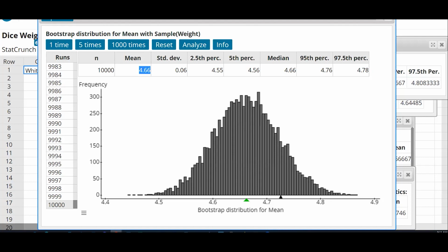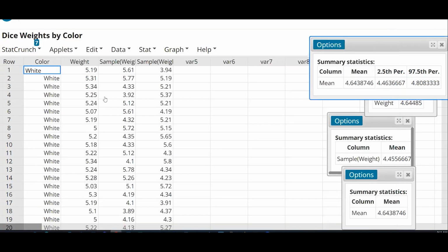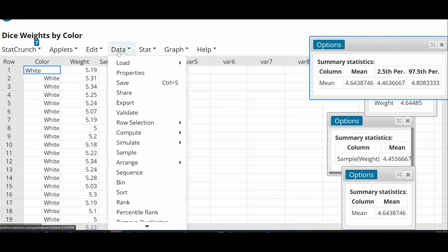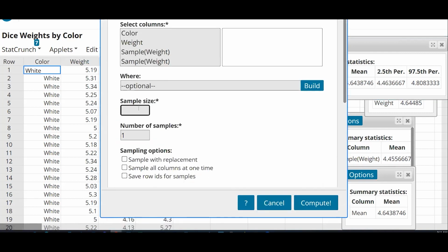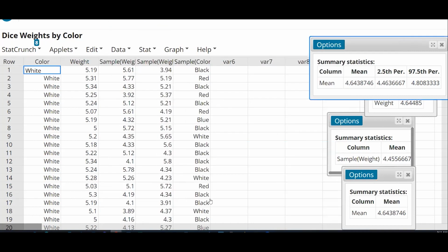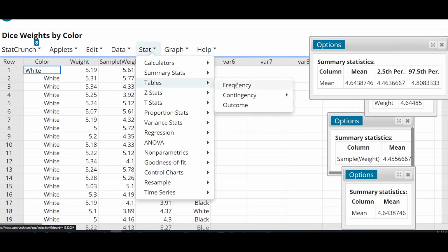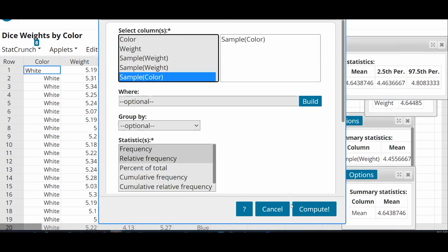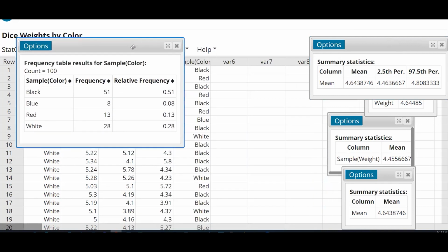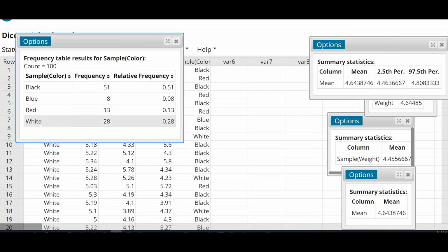Okay, so how do you do this for proportion? Let's say that we want to take a sample of size 100 of the colors. Instead of the weights, let's do colors. So now I've got a column of just the colors of the dots. And let's do a frequency table on those colors on the sample. And in my sample, let's say I got 13 red dots out of 100. So it's 13% or a proportion of 0.13.